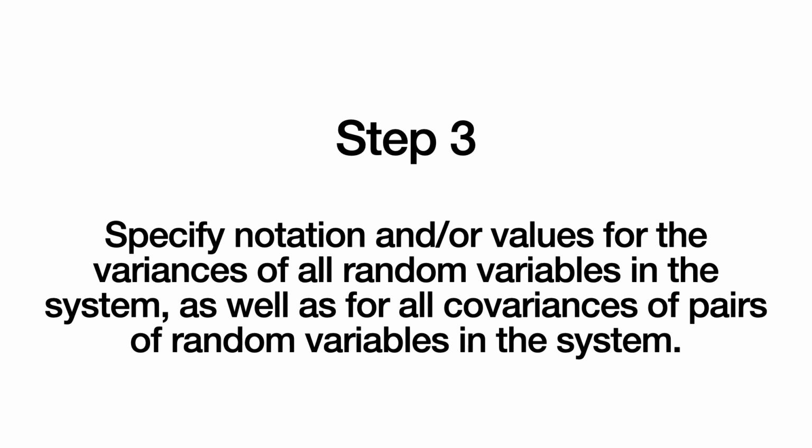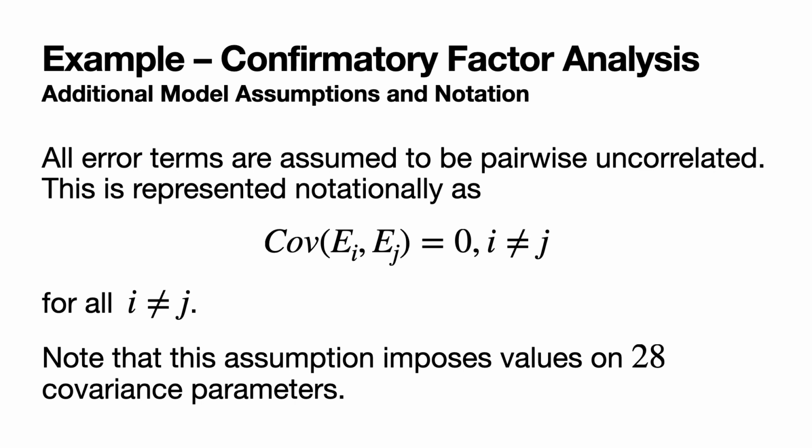In step 3, we specify notation and/or values for the variances of all random variables in the system, as well as for all covariances of pairs of random variables in the system. In this model, all error terms are assumed to be pairwise uncorrelated. This is represented notationally in the following way. The covariance of E sub i and E sub j is equal to 0, where i is not equal to j. Note that this assumption imposes values on 28 covariance parameters.